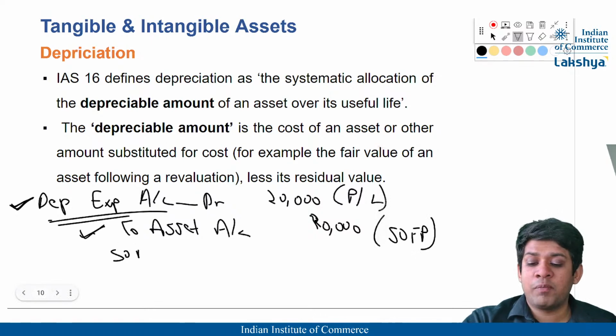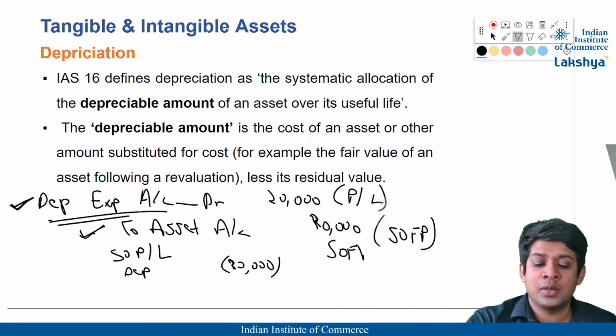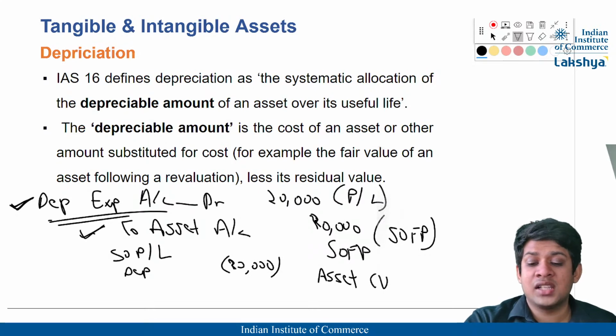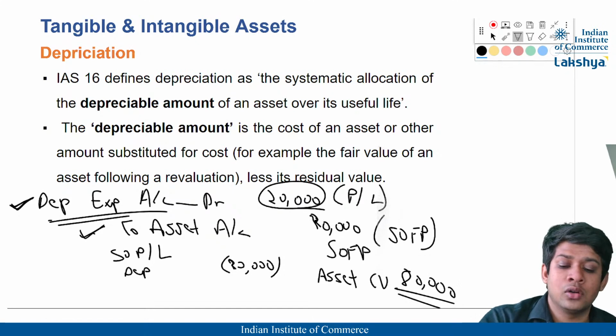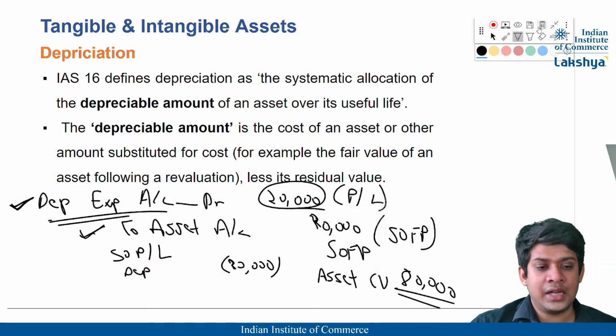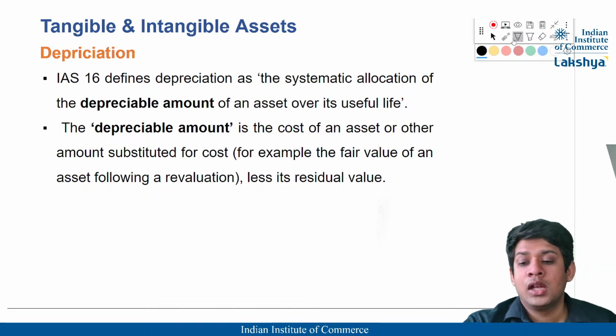So in the statement of profit or loss, I will state depreciation of 20,000, and in the statement of financial position, I will state my asset carrying value, that is nothing but the original cost of 1 lakh minus the depreciation of 20,000, which is 80,000. Okay, that is how I'll state depreciation. Okay, now what is a depreciable amount?